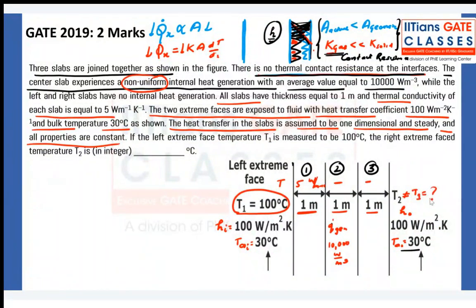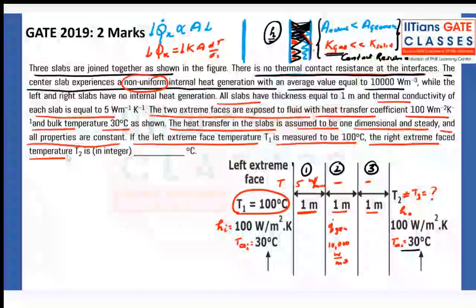Steady means what? Whether it is T1 on the left hand or T2 on the right hand, it will remain constant with respect to time. It will not change. So if the left extreme face temperature T1 is measured to be 100 degrees Celsius, the right extreme face temperature T2 I need to calculate. Is the question clear? I need to find out T2.